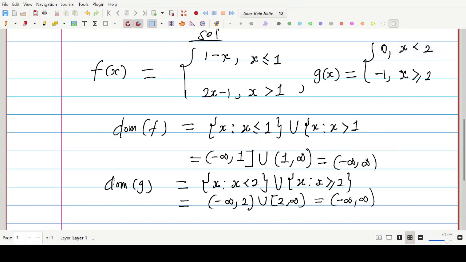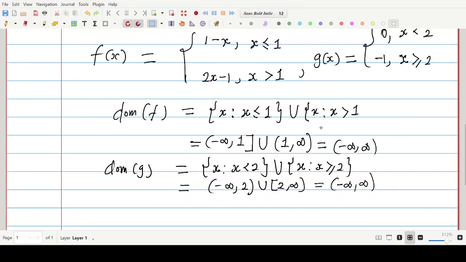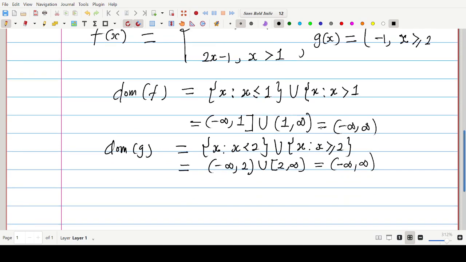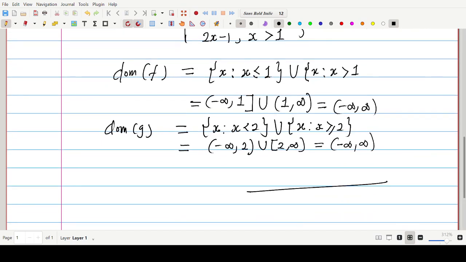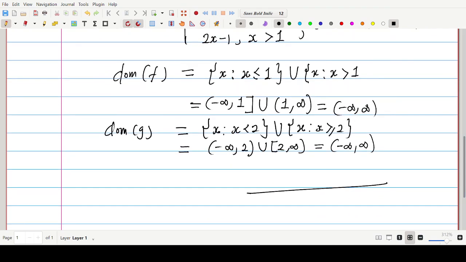If we are to represent it on a number line, for example, let me represent it so you can get what I'm talking about. Let's say this is a number line now. This is a number line, right? Then we have 2 as a result here, and we have 1 as a result here.